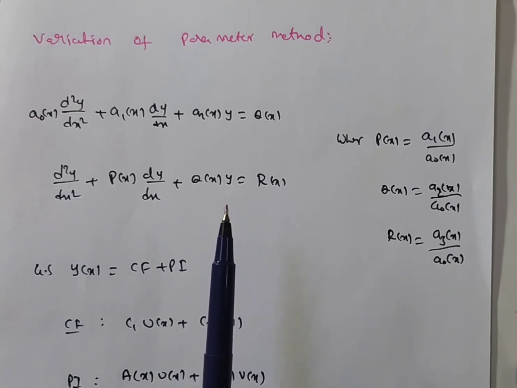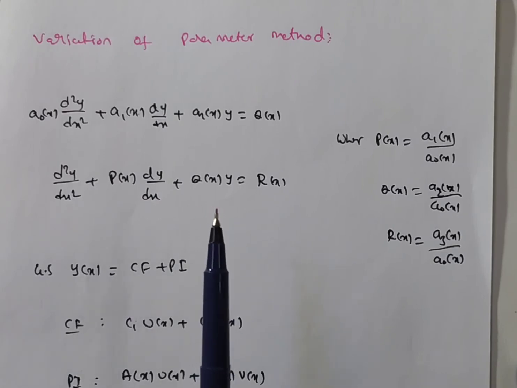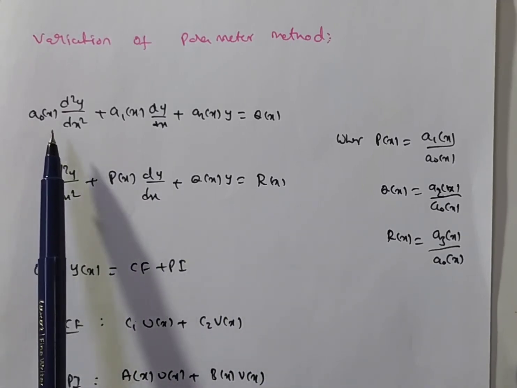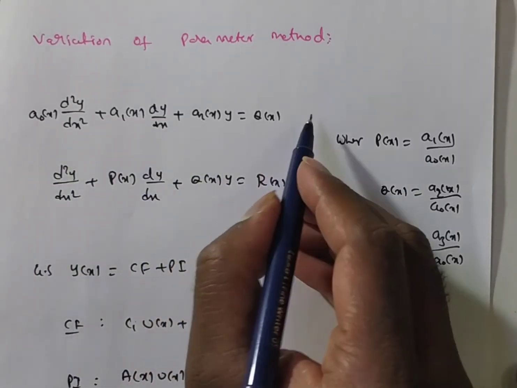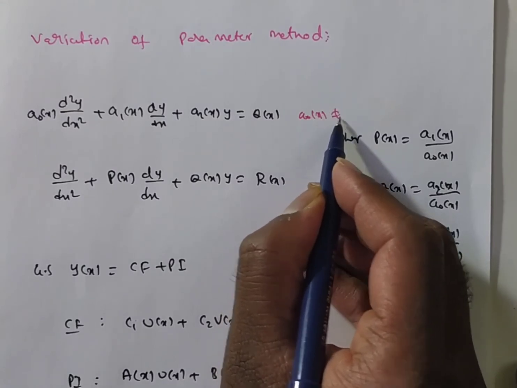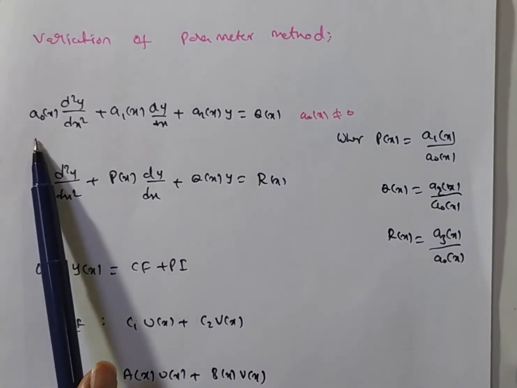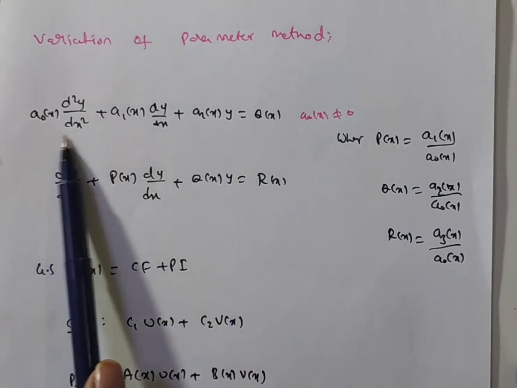This variation of parameter method we can apply for linear differential equations with variable coefficients as well as constant coefficients. You see friends, if the given differential equation is in this form, the second order linear differential equation where a0 of x is not equal to 0, then we have to divide the entire equation by a0 of x.